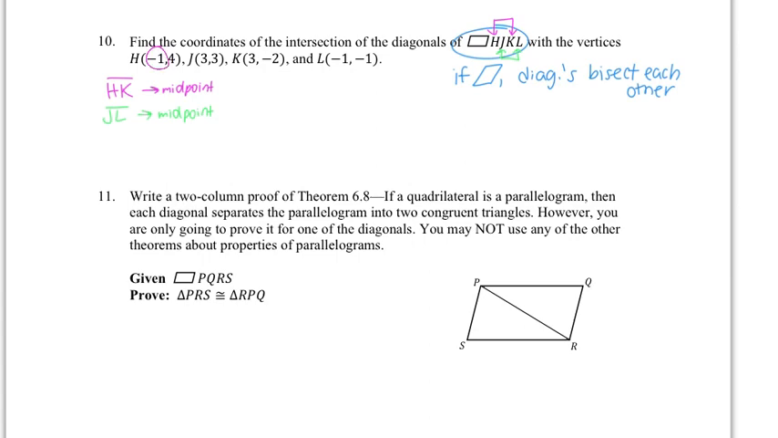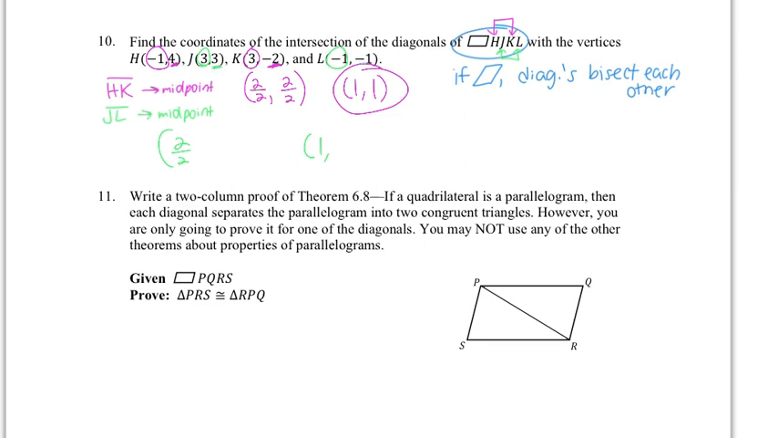So average of the x's, so -1 plus 3 is 2, divided by 2 is 1. Then for the y value, 4 plus -2 is a positive 2, divided by 2. Oh, look, it's 1, 1. How hard was that? And then I can check it using the other one, so JL. So I'm going to do the x's first. 3 plus -1, oh look, that's 2, divided by 2 is also 1.